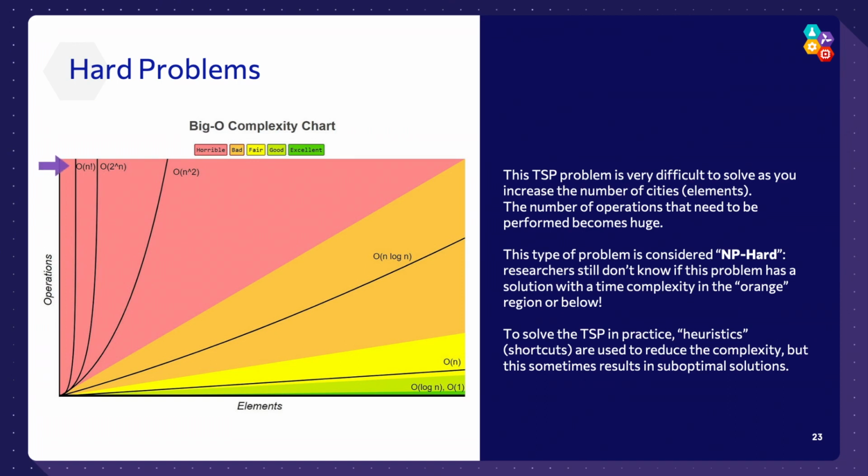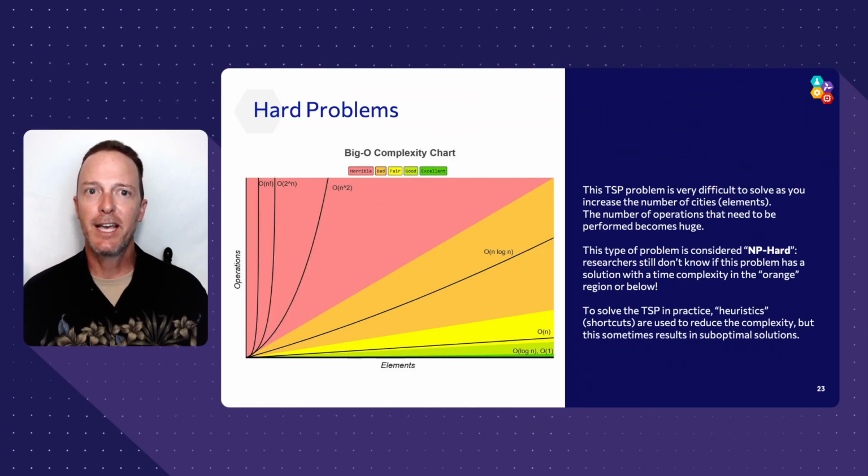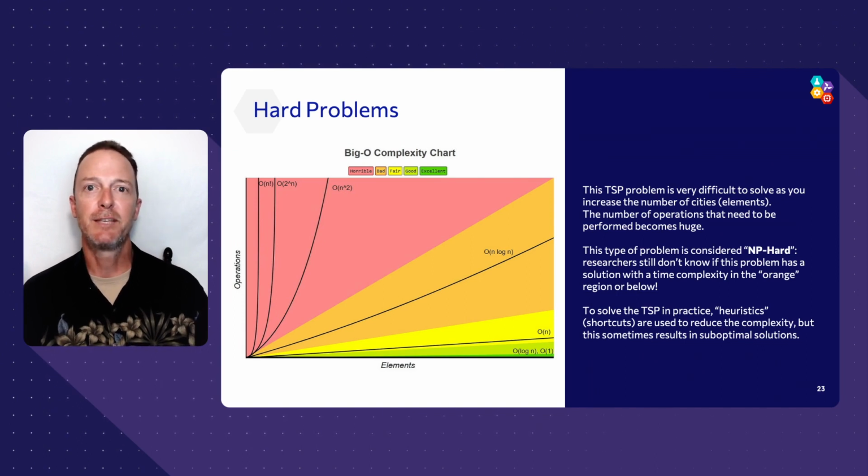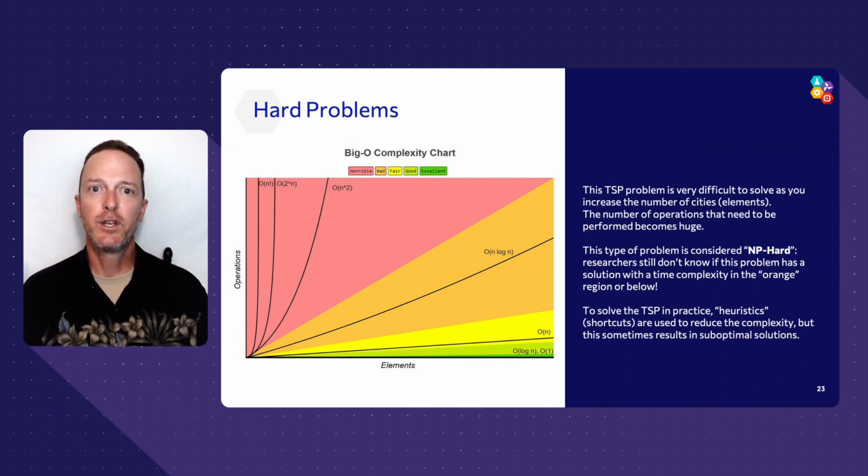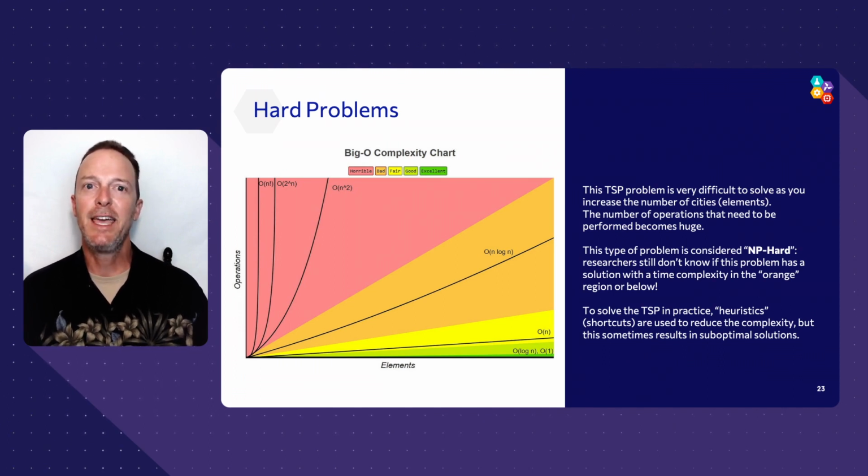This type of problem is called NP-hard. Researchers still don't know if this problem has a solution of low enough complexity in the orange region below. The traveling salesman problem is one of the most studied problems in computational mathematics, and yet still no effective solution has been found. A solution for this general case would earn you a $1 million prize from the Clay Mathematics Institute. Are you interested now?